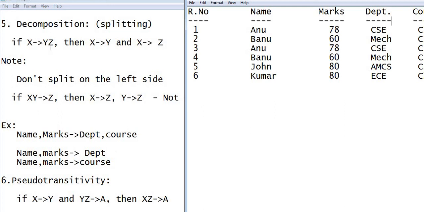Okay, so we are splitting the right hand side. It means we are splitting the dependent. So name comma marks determines department comma course, then name comma marks determines department, right? Similarly, name comma marks determines course. This is the decomposition property.